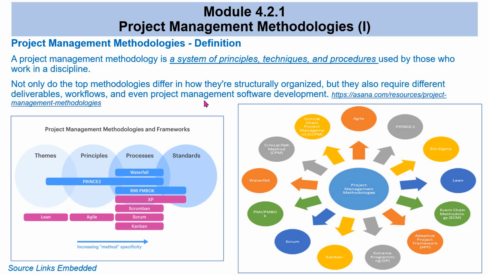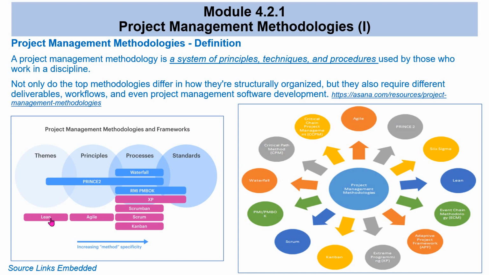So there are several types of methodologies when we talk about project management. They can also be called frameworks. And these are based on things like themes. They could be based on a certain theme or philosophy. It could also be based on some principles, some processes, and standards. So based on these four things, the theme, the principles, the processes, and standards, there are a number of them which cut across this aspect.